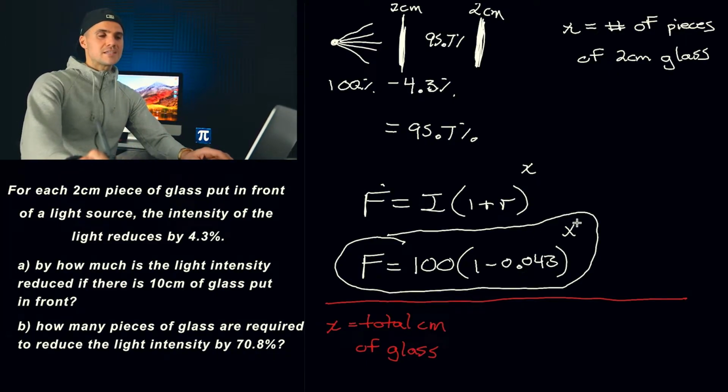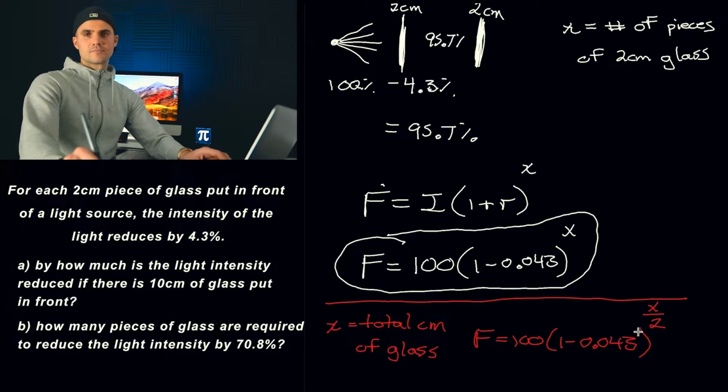So it's just super easy to have a single exponent there, x, and let x be the number of pieces of glass. If you put the total centimeters of glass, then your function is going to change to this. This part's going to be the same, but the exponent's going to be x over 2, like that. Okay, now why is that?